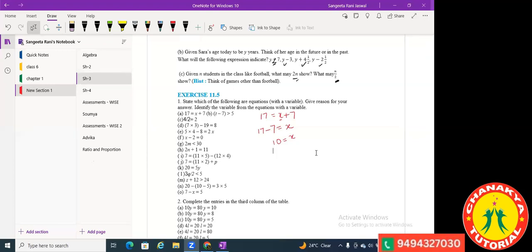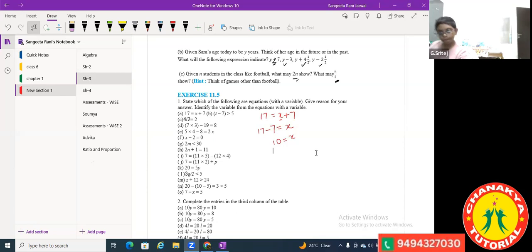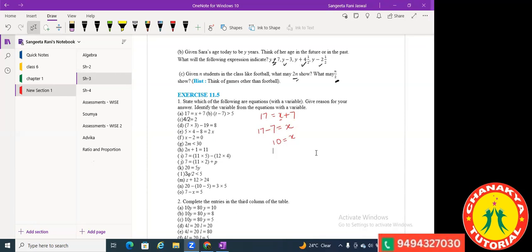We have to take the numerals on the other side of the equal to sign: variable on one side, numerals on the other side. And when the numeral changes its place, the sign changes. Plus will change to minus, minus will change to plus. If it is multiply, multiply will change to divide, divide will change to multiply.